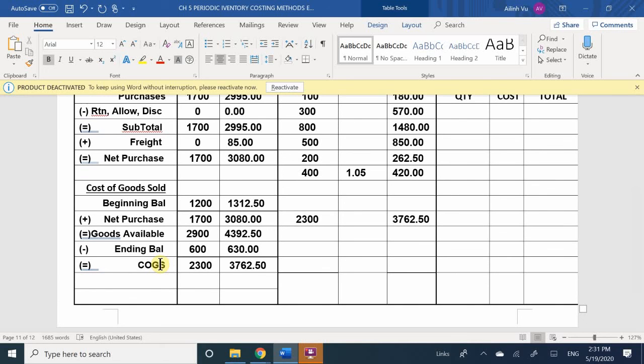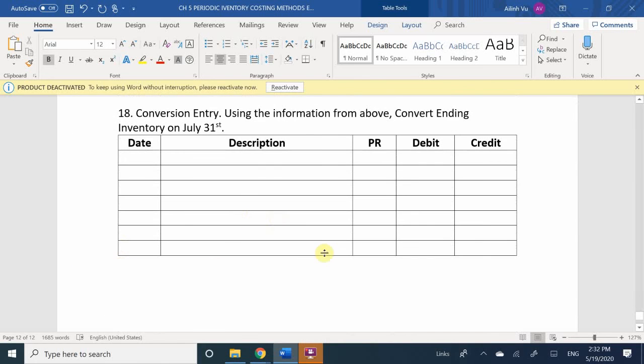If you're going to solve for ending inventory, as long as you subtract that number from the goods available, you will always get the right answer. The most important thing to know is that no matter where we're at, the ending number has to equal the goods available, because that's all you have available. You can't add extra dollars somewhere, or subtract extra dollars anywhere. It has to equal $4,392.50 at the end of the day. Yes. And that applies down here as well in your conversion entry.